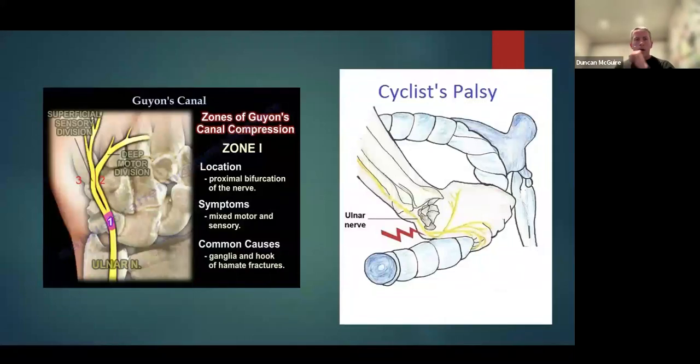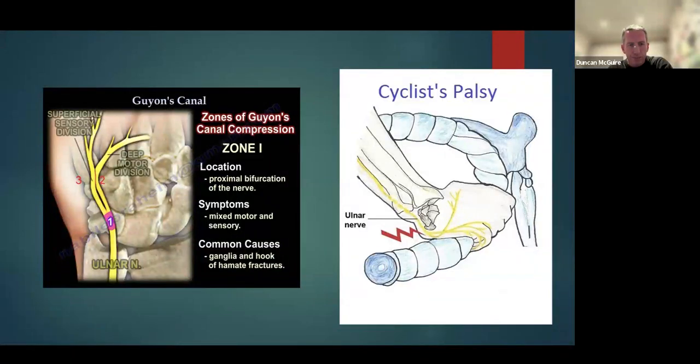So there are three zones. The first zone is before it splits. So if you have compression in that zone, you have motor and sensory fallout. Zone 2 is just the motor fallout, and then zone 3 is just the sensory fallout.